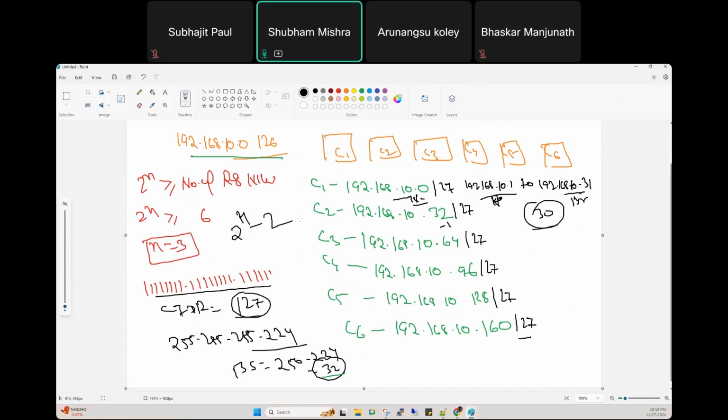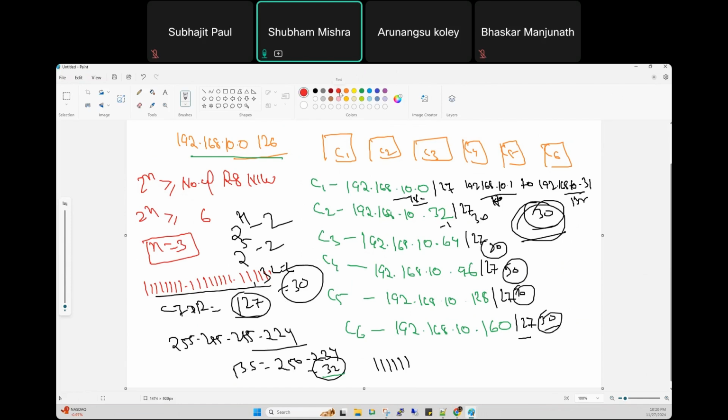What is the formula to calculate the valid IP addresses? 2 to the power h minus 2. What is the value of h here? What is the remaining bit? How many bits are remaining in the host portion? 5 bits, because you already gave 3 bits. So 2 to the power 5 minus 2. How much? 32 minus 2, that is 30. So that is the number of usable IP addresses from each subnet. Agree, everyone?